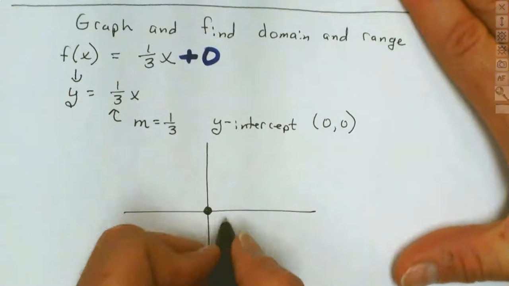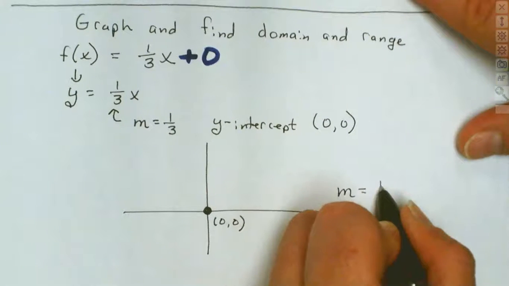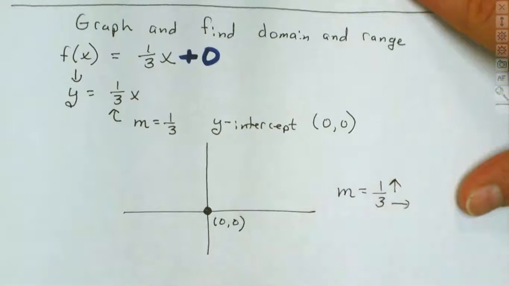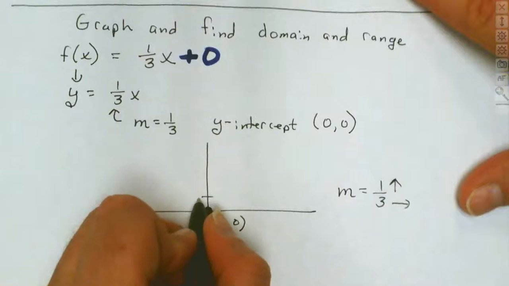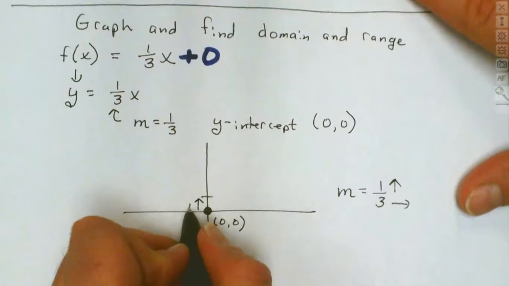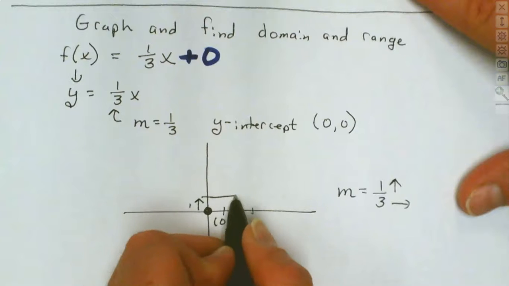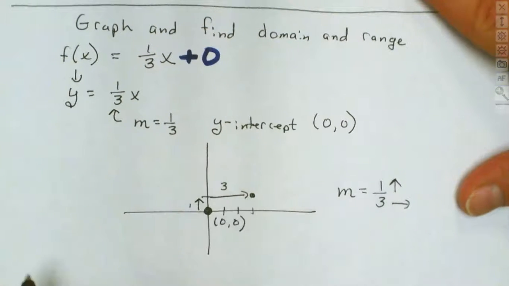So we started at 0, 0. Now my slope is 1/3. So what do we do? Up 1 over 3. So from that 0, 0, you go up 1, and then you go over 1, 2, 3 units. Make your dot, connect them together.